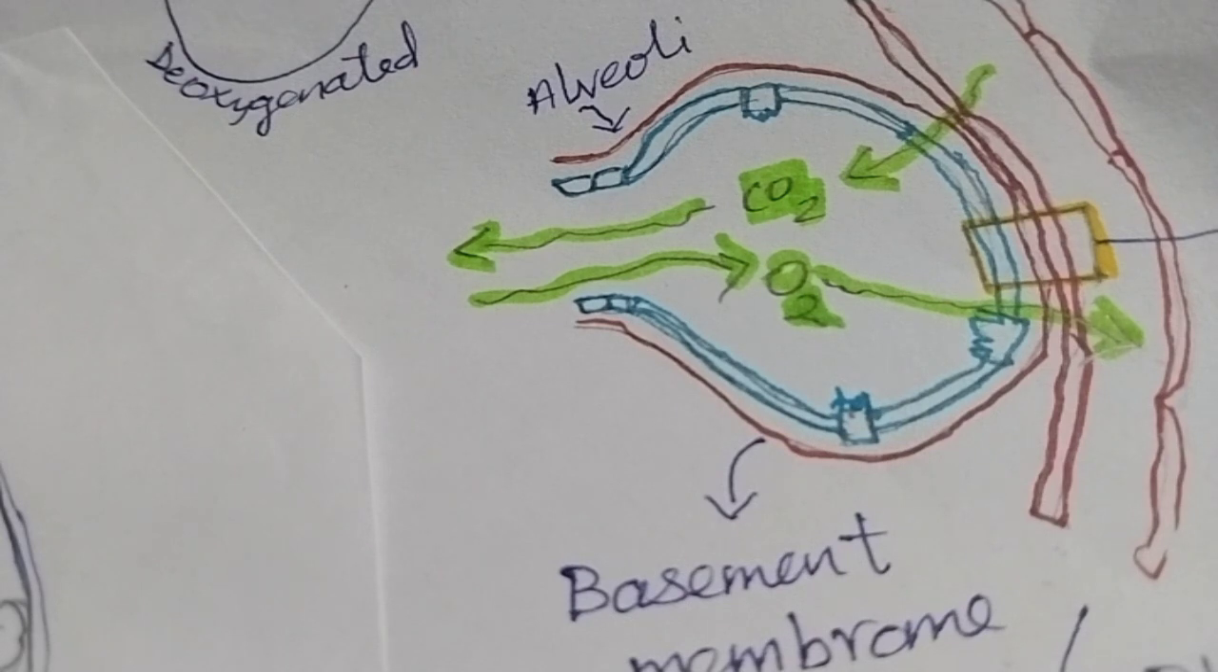There are also muscles that help in inspiration: the sternocleidomastoid muscles, then the external intercostal muscles and the diaphragm. Muscles that help in expiration are the internal intercostal muscles and abdominal muscles.